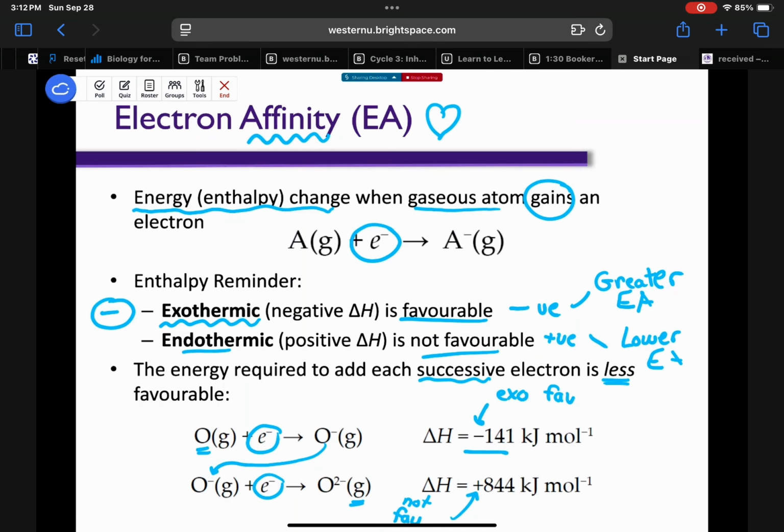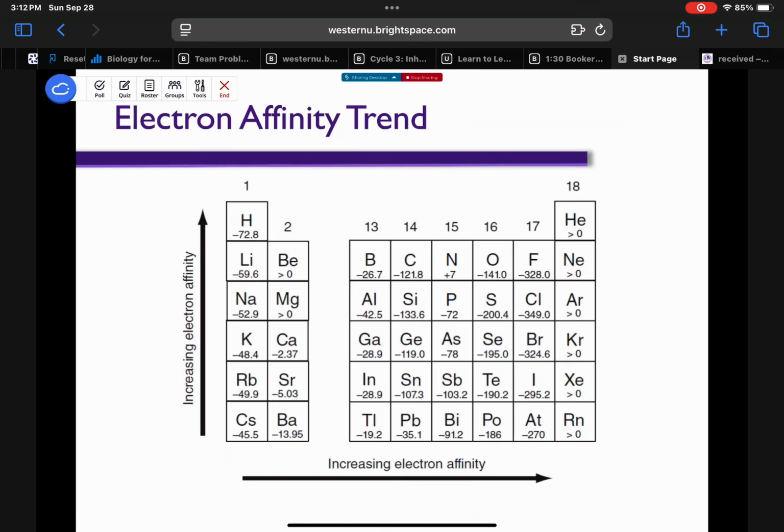Okay, we can look at our periodic table. We're looking at some of the main group elements, and we can see this electron affinity trend. We start with hydrogen, negative 72, and we can go all the way down to cesium with negative 45. As we're going down the periodic table, it's becoming less favorable. As we go up the periodic table, we can see it becoming more negative, which means it's a greater electron affinity.